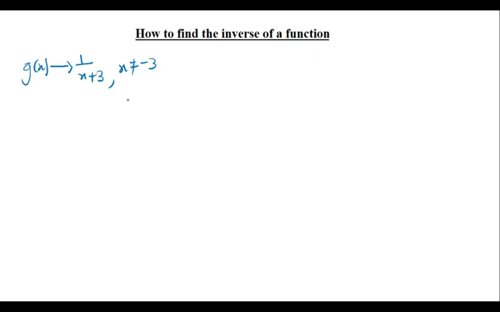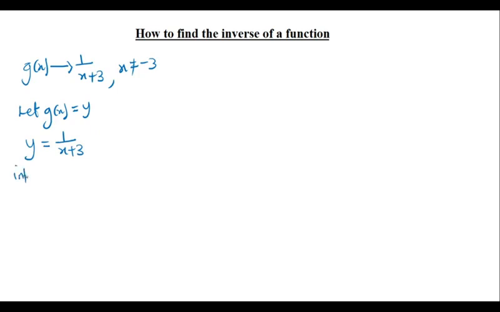So finding the inverse of this function is really easy. The first thing we do is we say, let g of x be equal to y. So if g of x is equal to y, it means the function over here, g of x is equal to this, can be rewritten as y is equal to 1 over x plus 3.